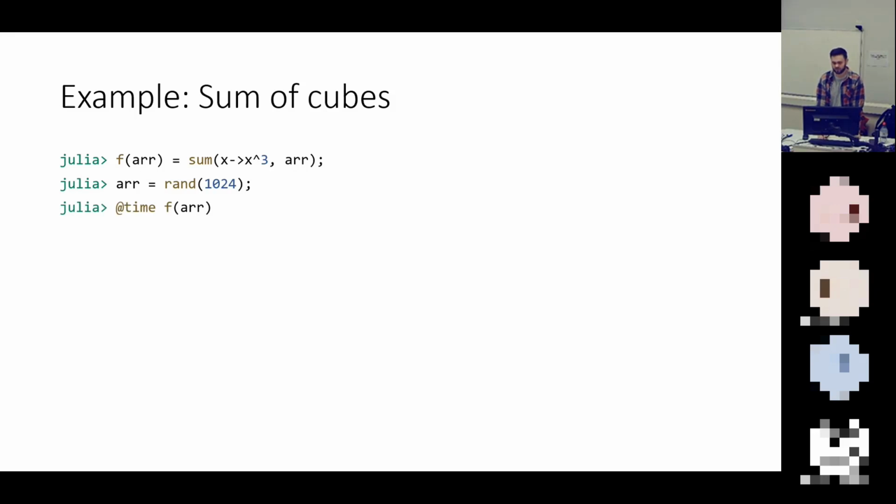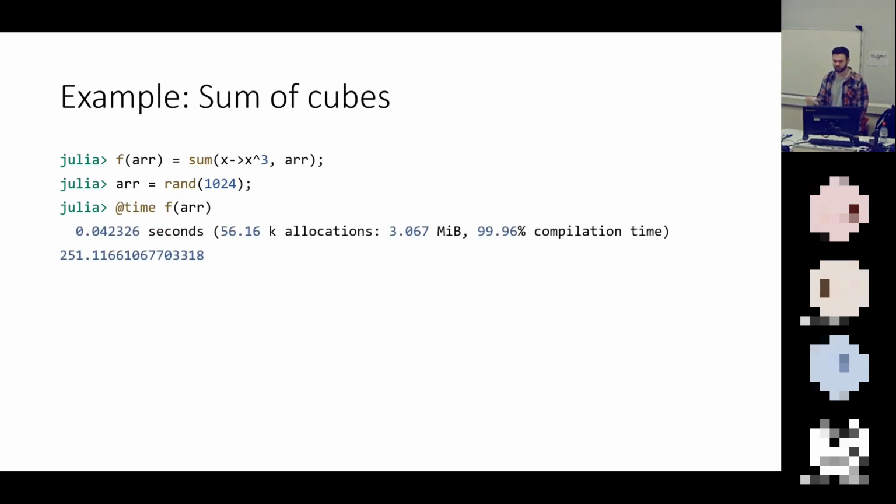So the way we call this is you just create an array here. It's just random floating point numbers, and you can use the @time macro on the front, which will execute the code, and it will tell you how long it takes, and it will give you some other information about it as well. So what's important in Julia is the first time you call a function, it has to be compiled. So you can see here, this took about a 20th of a second, but it says that 99.96% of that time was just compiling the function.